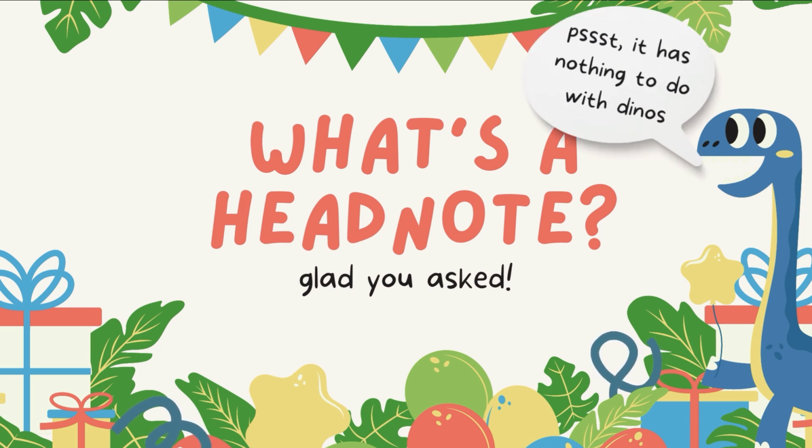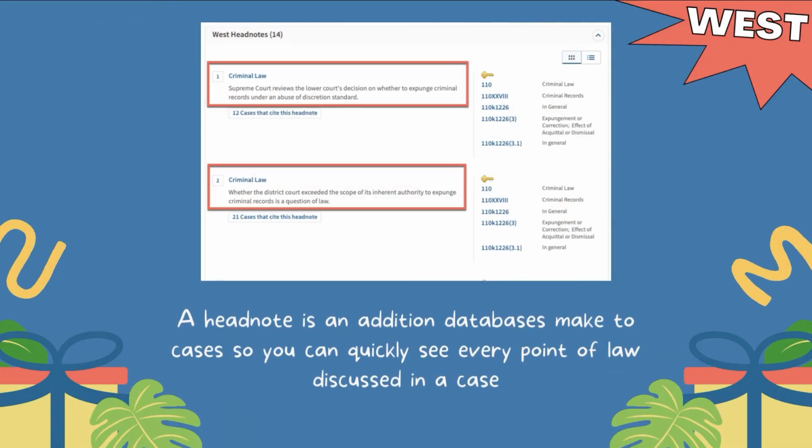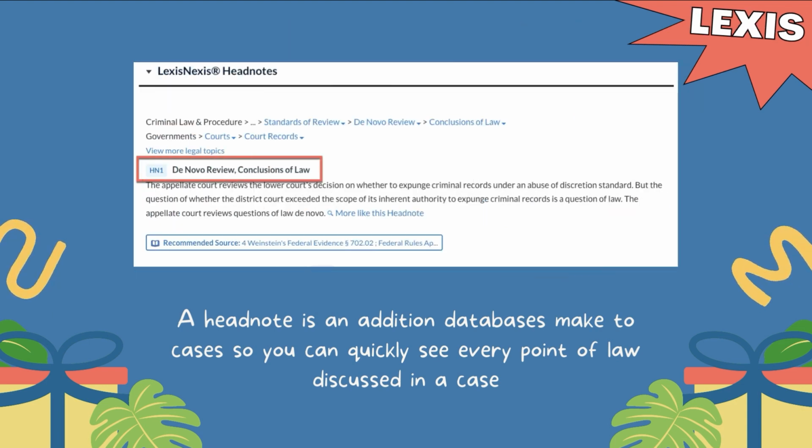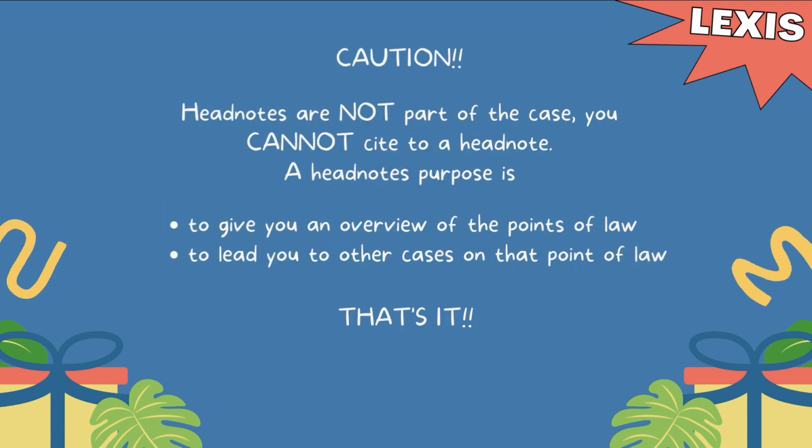A headnote is an editorial enhancement that the databases add to cases that quickly show you every point of law discussed in that case. This is what they look like in Westlaw, and here is what they look like in Lexis. Quick word of caution: headnotes are written by editors at Westlaw and Lexis and are not to be cited to, as they are not a part of the case.